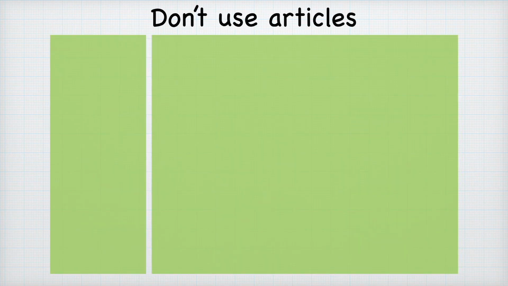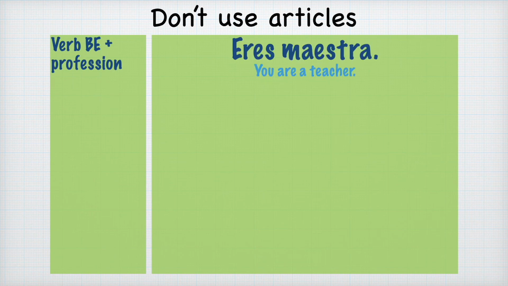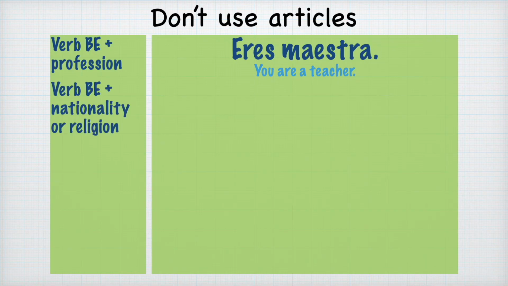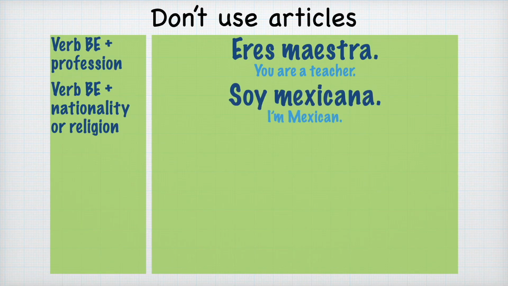There are instances when we don't use the articles. For example, when we have the verb be plus a profession, we don't use any of the articles we've mentioned. An example is eres maestra. It means you are a teacher. Similar thing with the verb be plus a nationality or religion. For example, soy mexicana. It means I'm Mexican.